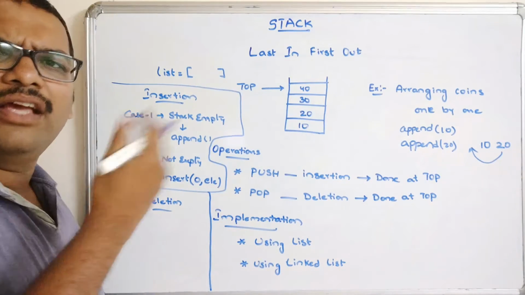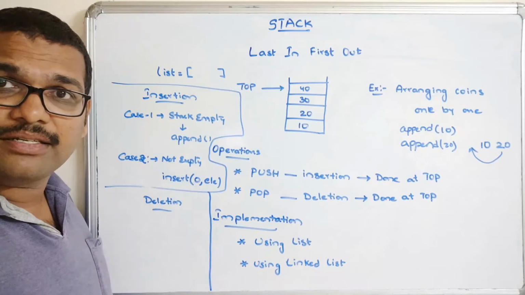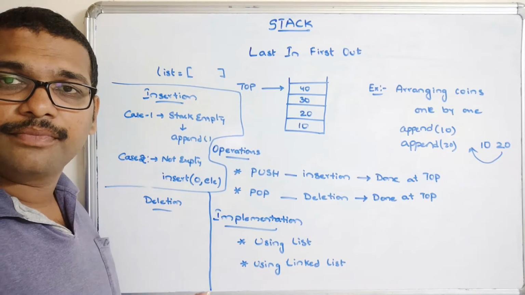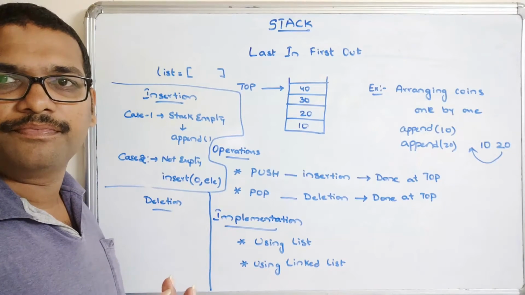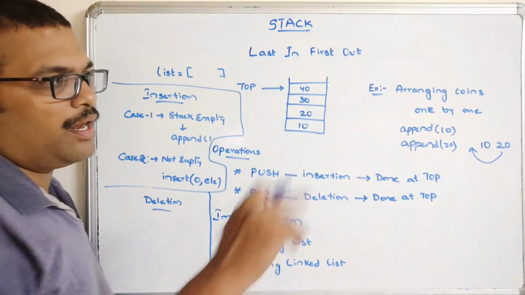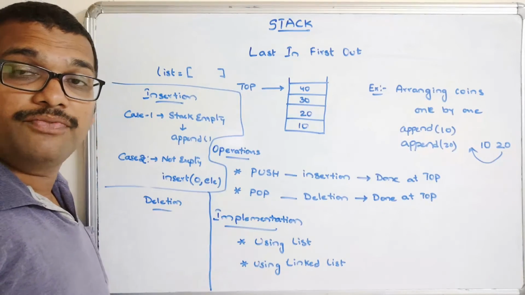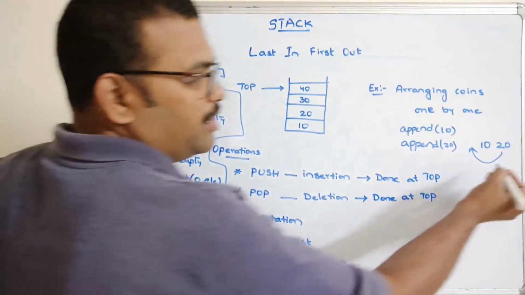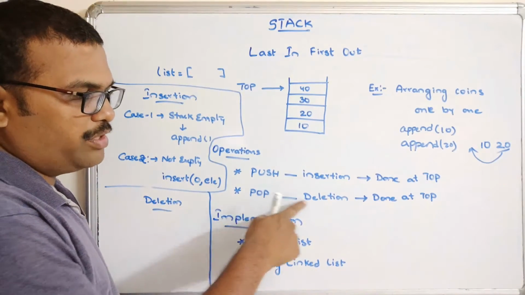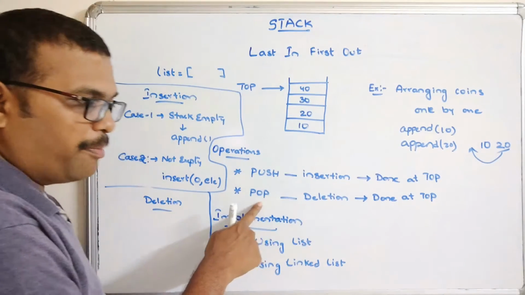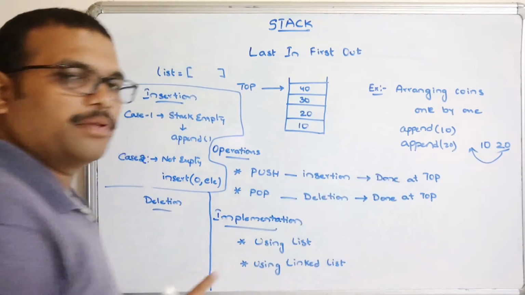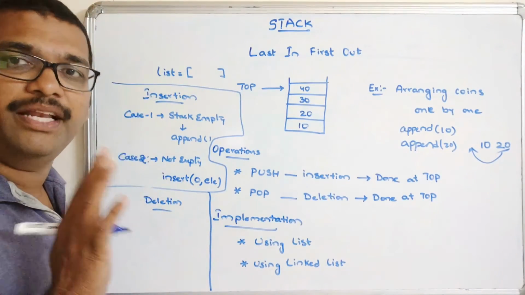So here we are having a lot of functions. We can use a remove function, del function, pop function, right? Here a pop function will remove the last element, that means 20. But the pop operation should delete the element from the top. That means the top element should be deleted.